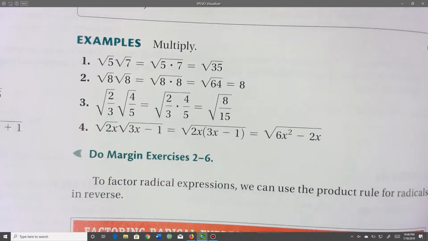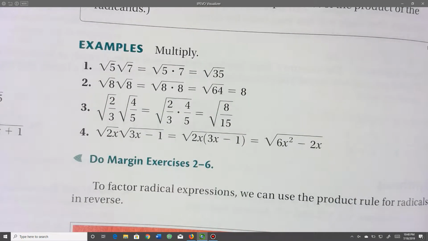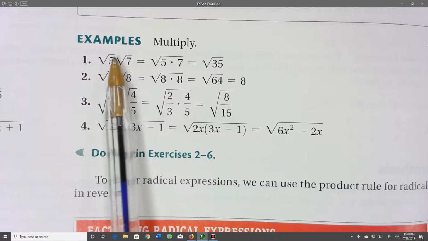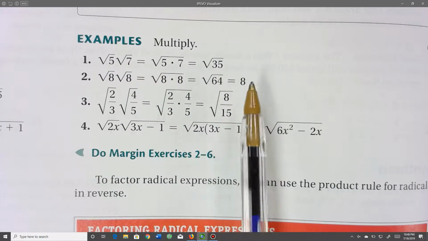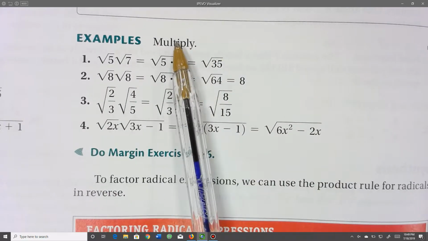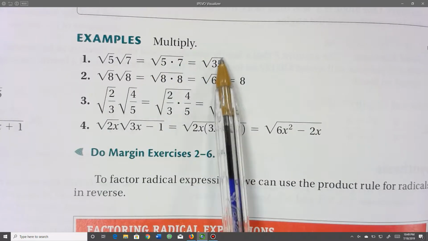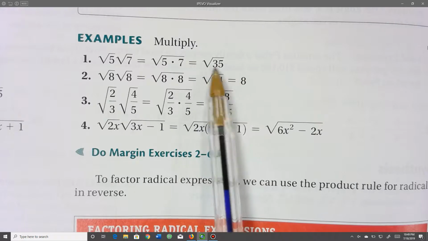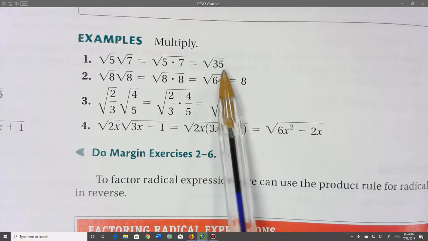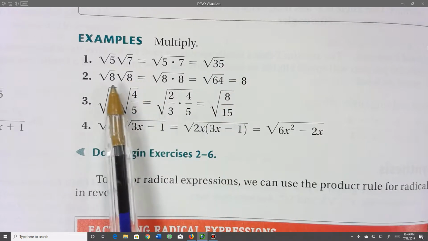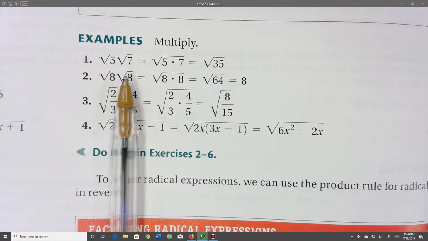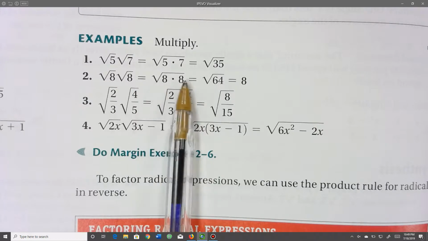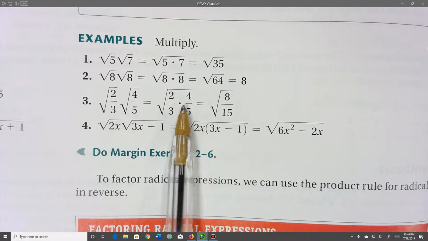Let's see if we can work out some examples here. Multiply. Just think about this as being the same thing as this, multiplying together. Get the square root of that. In this case, it doesn't say to simplify, so just multiply it and don't simplify at the end, because you can't. We don't have a square root for 35. You're going to get a decimal there, so you're not going to get a perfect square. So square root of 8 times square root of 8 is the same thing as 8 times 8. Same thing here. Just write them together.